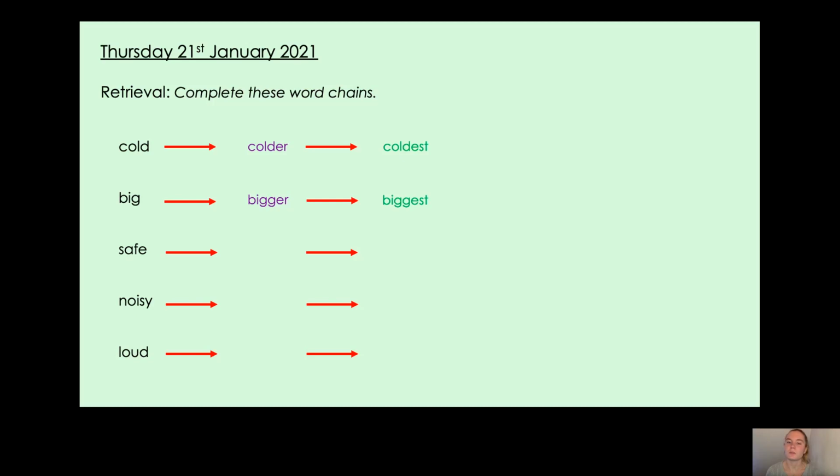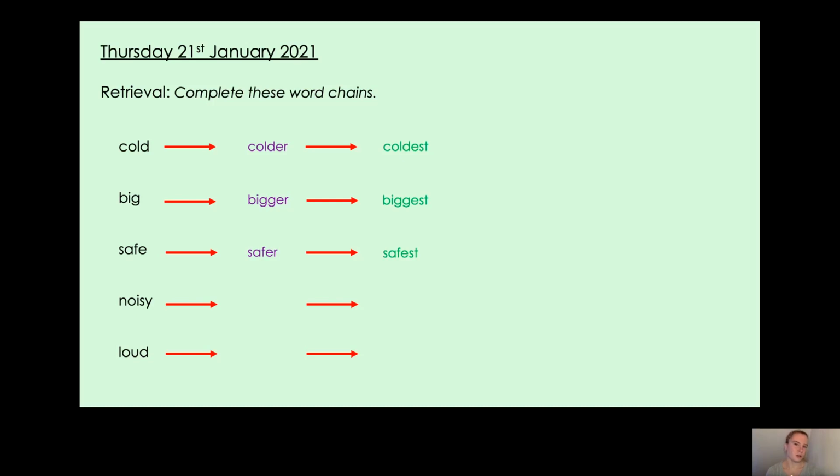Now next we've got safe. Now what do you notice about the word safe, the adjective safe? Yes, that's right, it ends in an E. So what do we need to do? Yes, we need to drop the E before adding the suffix. So therefore safe changes to safer as a comparative adjective and then to safest as a superlative adjective. Well done if you got that one right. Let's try the next one.